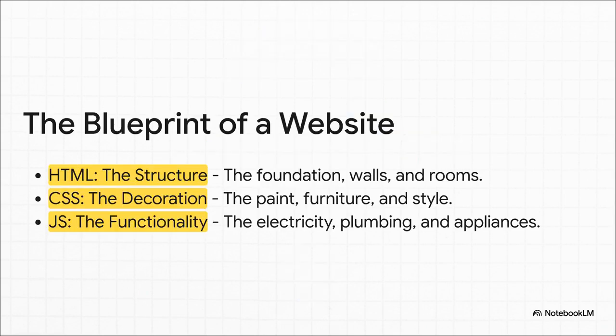Okay, probably the best way to wrap your head around this is to think of a website like a house. It's built with three really important layers. First up, you've got HTML. That's what we're talking about today. It's the structure, right? The foundation, the walls, the different rooms. Then there's CSS. That's all the decoration, the paint colors, the furniture, the style that makes it look good. And finally, you have JavaScript, or JS. That's the functionality. Think of it like the electricity and the plumbing that actually makes the house work.